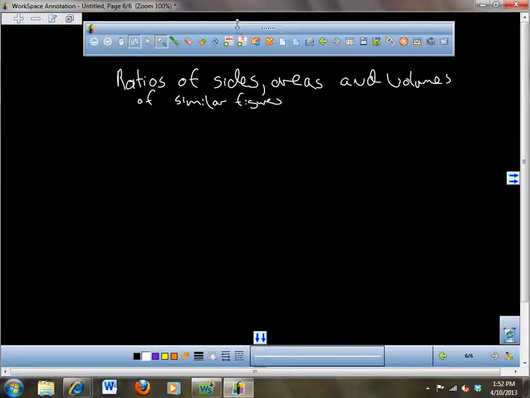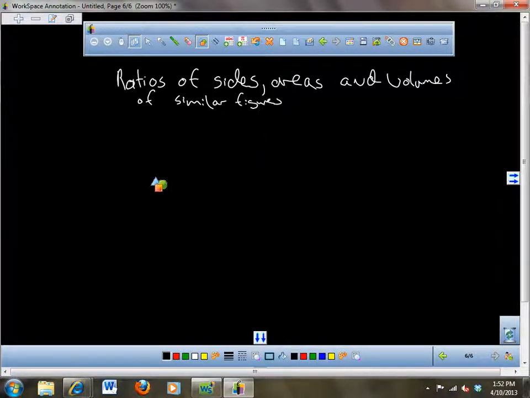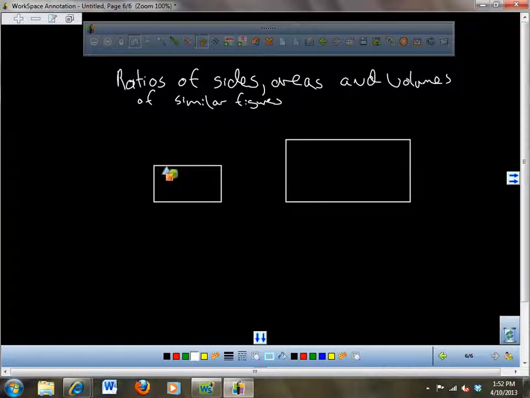Okay. So say, for instance, I have one figure that is a rectangle. I think I could draw a rectangle. Can I draw a rectangle? There's a rectangle. Oh, I can't draw one if it's not the right color. There we go. There's a rectangle. And say I draw another rectangle that looks similar in shape but different size.